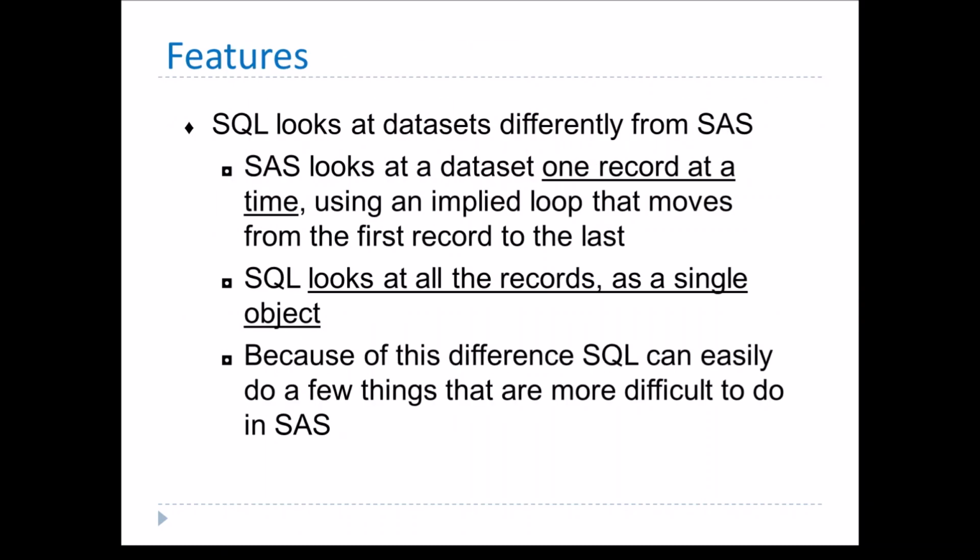So SQL looks at data sets a little differently from SAS. SAS looks at a data set one record at a time, so it's a sort of sequential implied loop that moves from the first record to the last, whereas SQL looks at all the records at once as a single object. Because of this difference, SQL can easily do a few things that are more difficult to do in SAS.